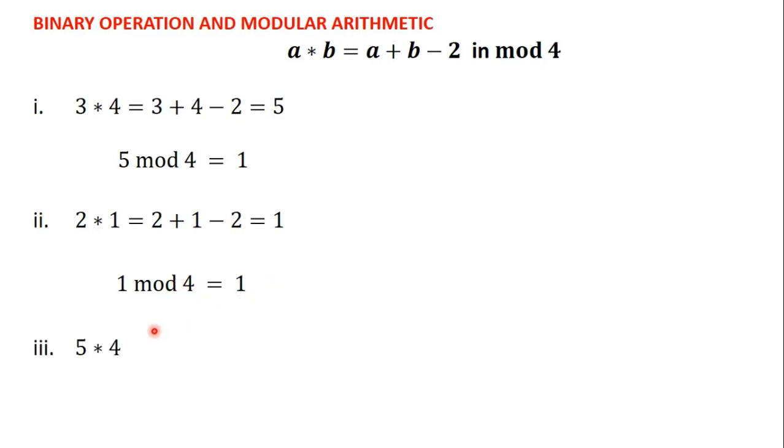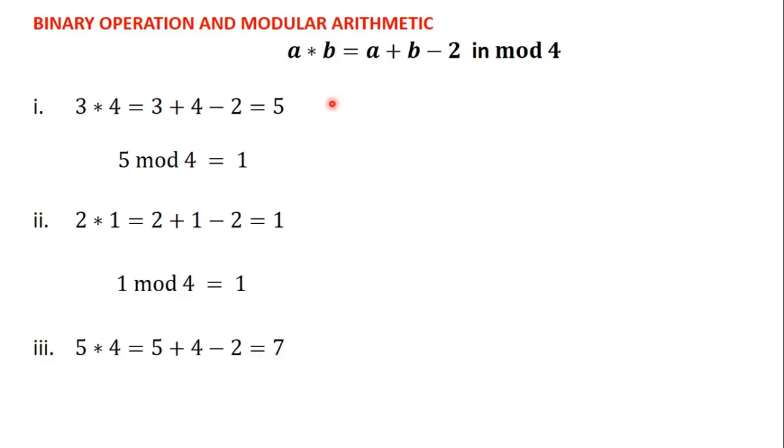Let's look at the last one, 5 star 4. We are going to use the definition to find 5 star 4. So you will have 5, which is the first number, plus 4, which is the second number, because 5 star 4 means that A is now 5 and B is 4. So you have 5 plus 4 minus 2. 5 plus 4 minus 2 will give us 7.